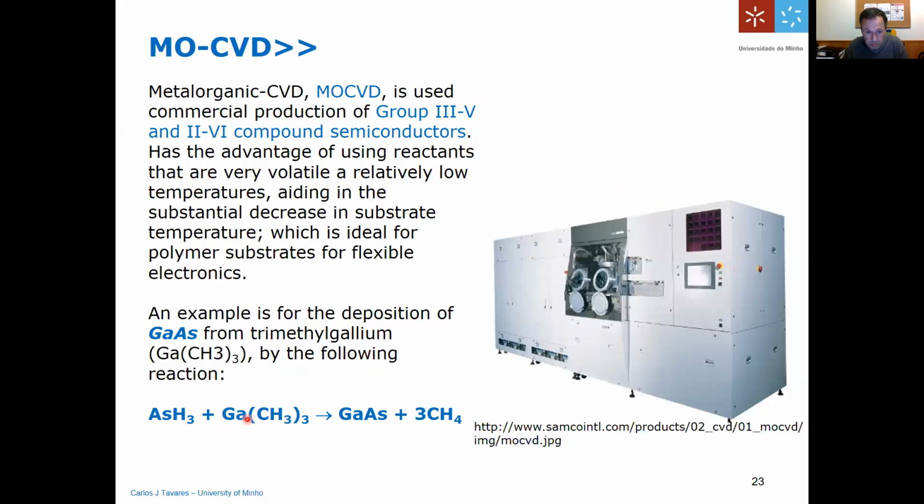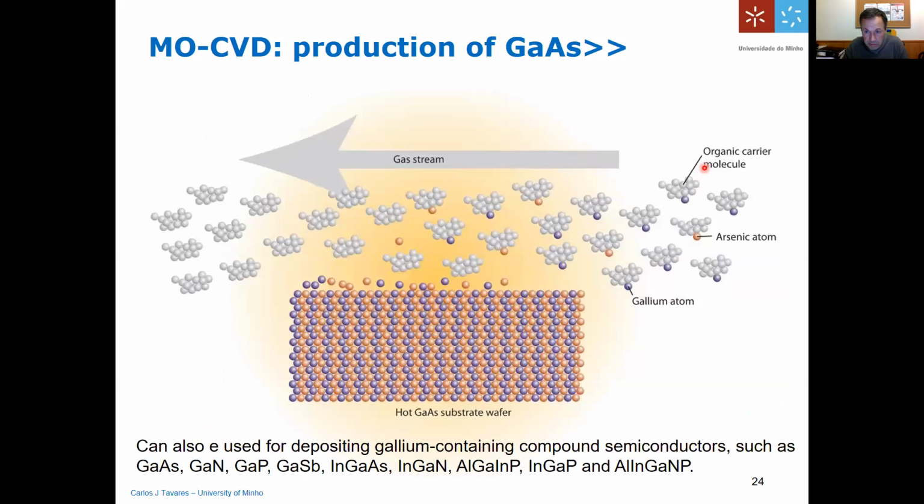So this gas stream is the AsH3 plus the trimethyl gallium. Okay. And you will have a hot gallium arsenide wafer. So you will actually use a substrate which is the same material as the material that you need to deposit, or at least a similar material. Okay, so you can use, for example, a gallium arsenide substrate, and you can grow, for example, gallium nitride or gallium phosphide or gallium antimonide or indium gallium arsenide, etc.